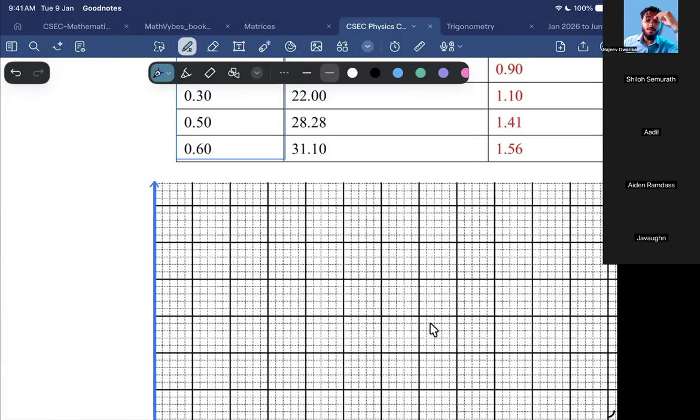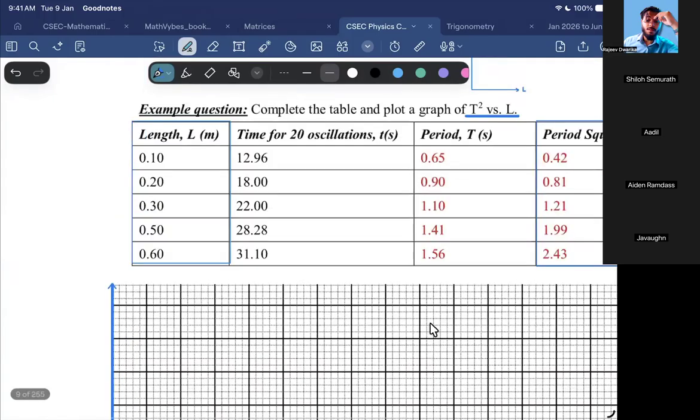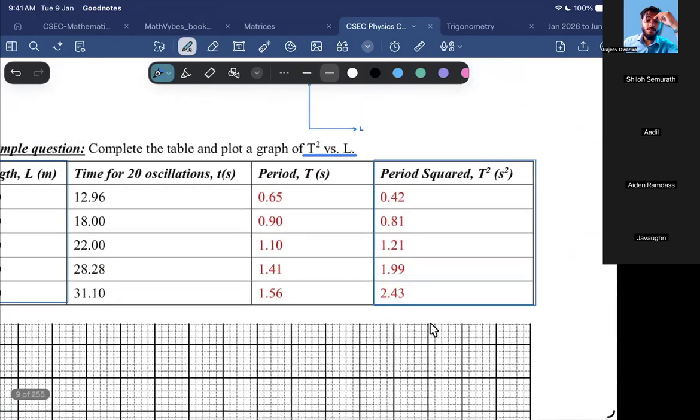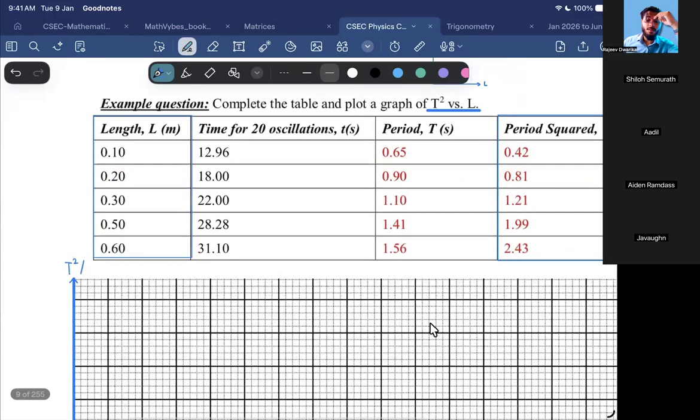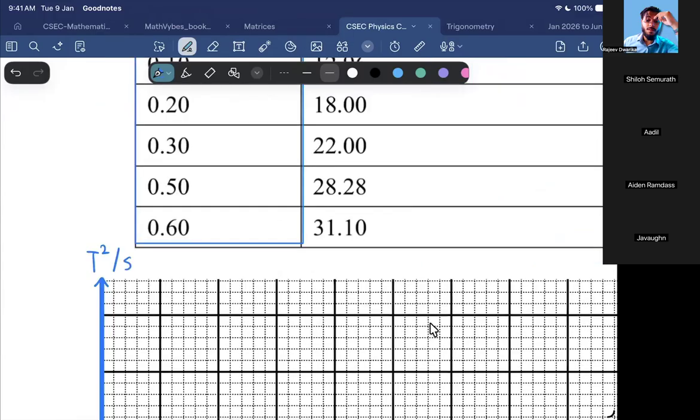Javon, good morning. Let me know if you hear me. Javon, in physics, do you leave your axes unlabeled, or do you put specific labels? Label them, specific labels. So what was going on the y-axis? T squared. And we need to put the units for that. What's the unit for t squared? Seconds squared, because t represents period, and so period squared is s squared.